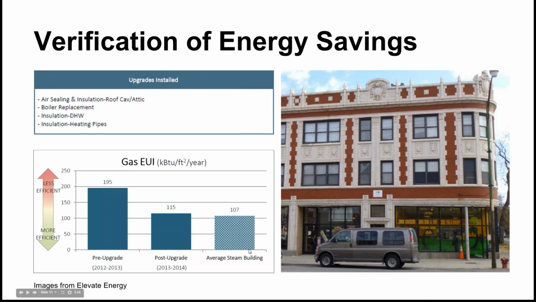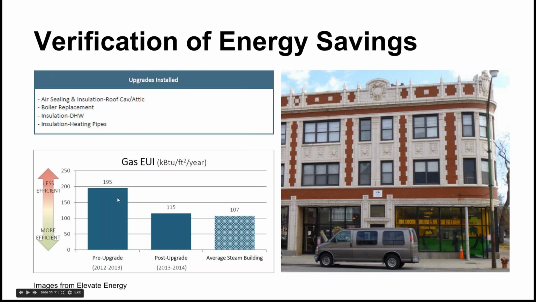And you can also compare a building before and after it gets retrofits. You can see that on these two charts on the left. This is a building here in Chicago, and it got these upgrades. It got air sealing and insulation in the roof cavity. It replaced its boiler with a high-efficiency model, and it added insulation to its heating pipes and to its hot water pipes. So it had a really high EUI before all these upgrades.